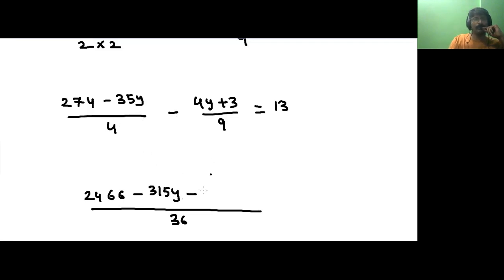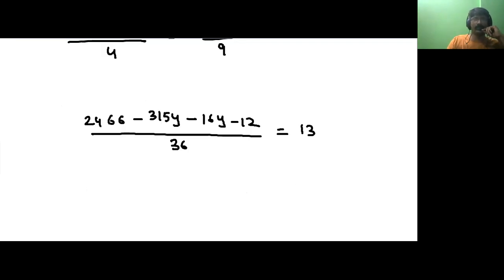minus 4 into 4y is 16y, and 4 into negative 3 will become minus 12, which equals 13. I hope you understood why this has become negative. We are multiplying, so negative 4 into positive 3 will become negative 12. I hope you understood this step perfectly.